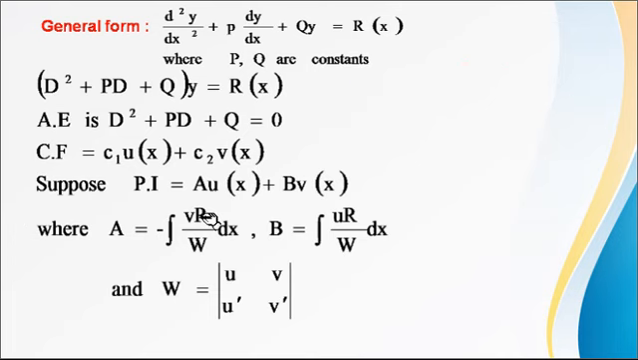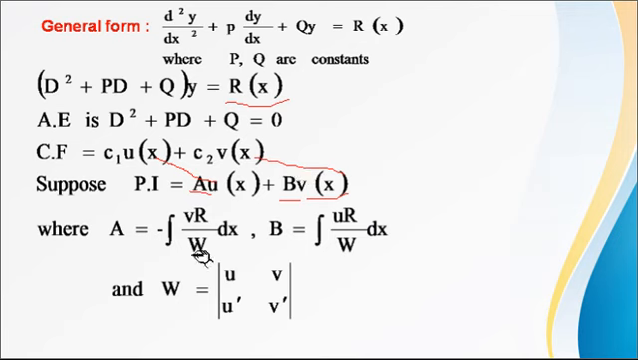After that, we assume the PI equal to a·u(x) + b·v(x), where u and v are as above. Now our aim is to find the values of a and b. So how do we find a and b? a equals minus the integral of v r upon w dx. Here v is this one, r is the right side value of this equation, and w is the Wronskian.